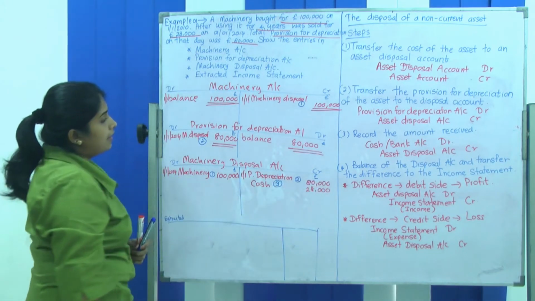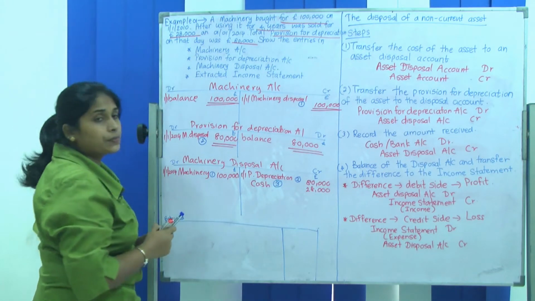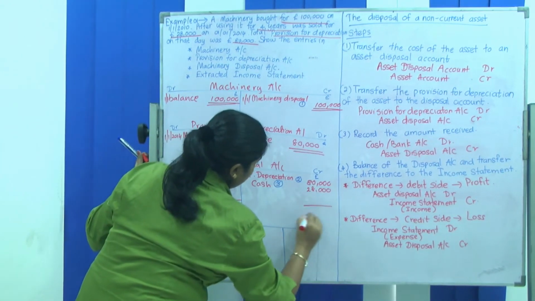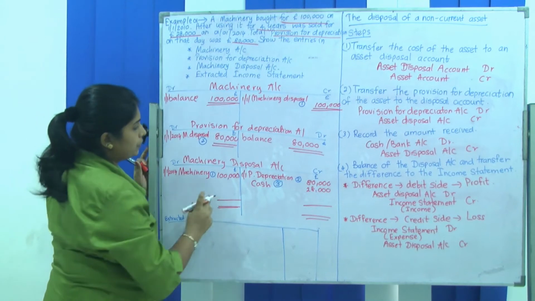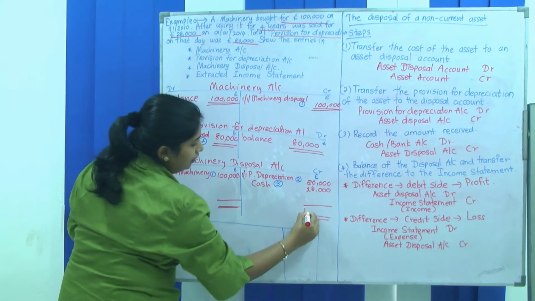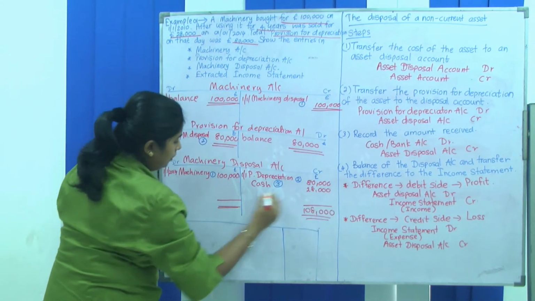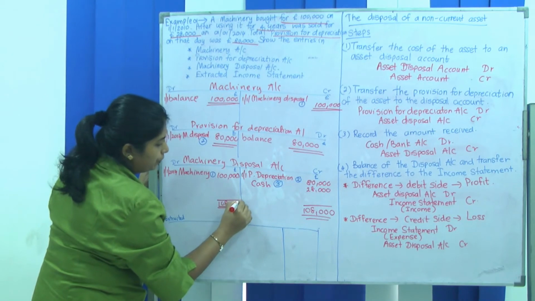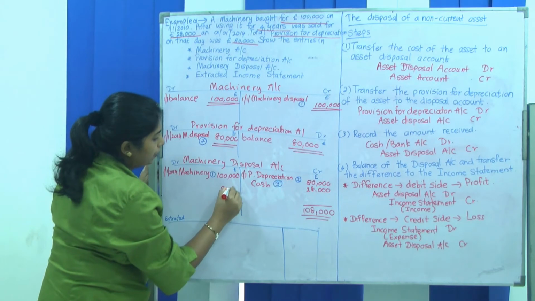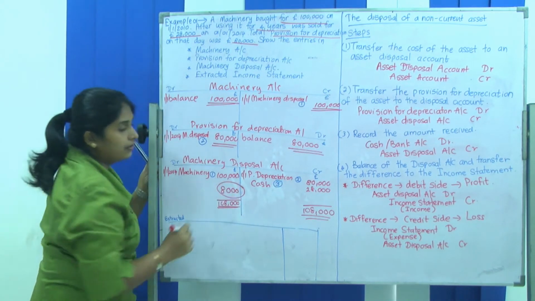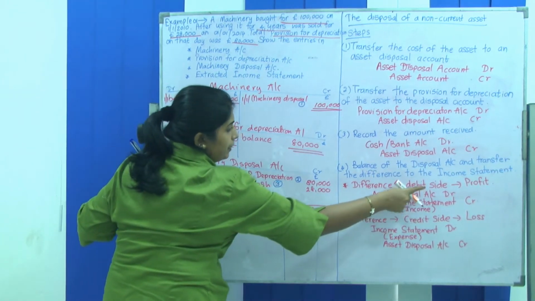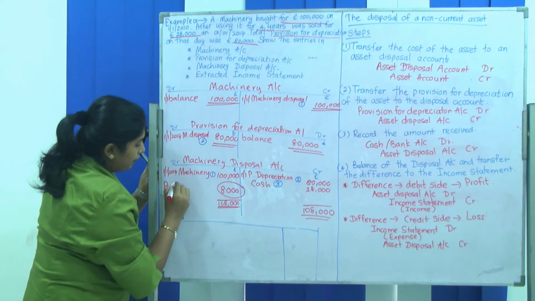And the fourth and last step is you have to balance off the disposal account. That means you have to leave some space and balance off. If you look at this, your credit side amount, when you add 80,000 and 28,000, gives you 108,000. When you write 108,000 on both sides, the 100,000 on the debit side will be deducted, and you will get a difference of 8,000 on the debit side. Now, if you get a difference on the debit side, that means it's a profit.